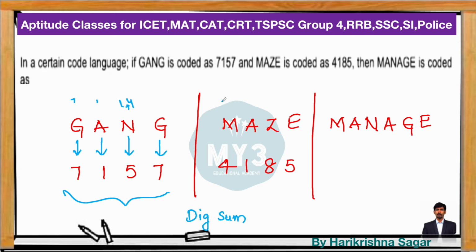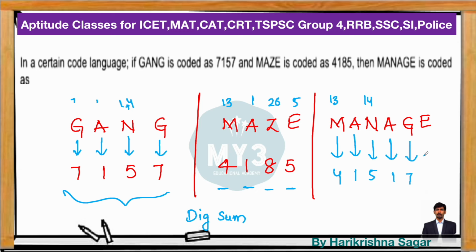So in the similar fashion, M is 13, 1 plus 3 is 4, A is 1, directly taken, E is 5, directly they have taken 5. In the similar fashion, M is 13, 1 plus 3 must be 4 and A will be 1 and N will be 14, 1 plus 4 is 5. So A is 1 and G is 7 and E is 5.